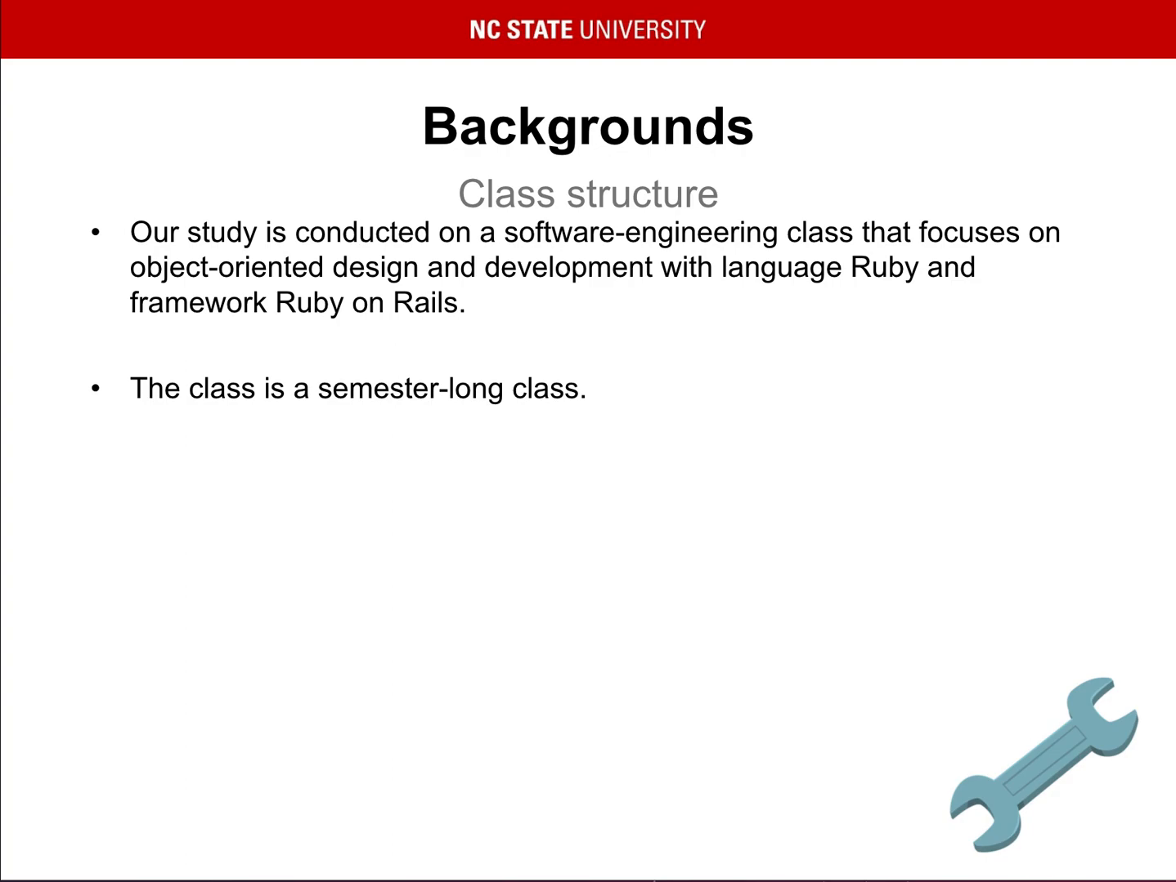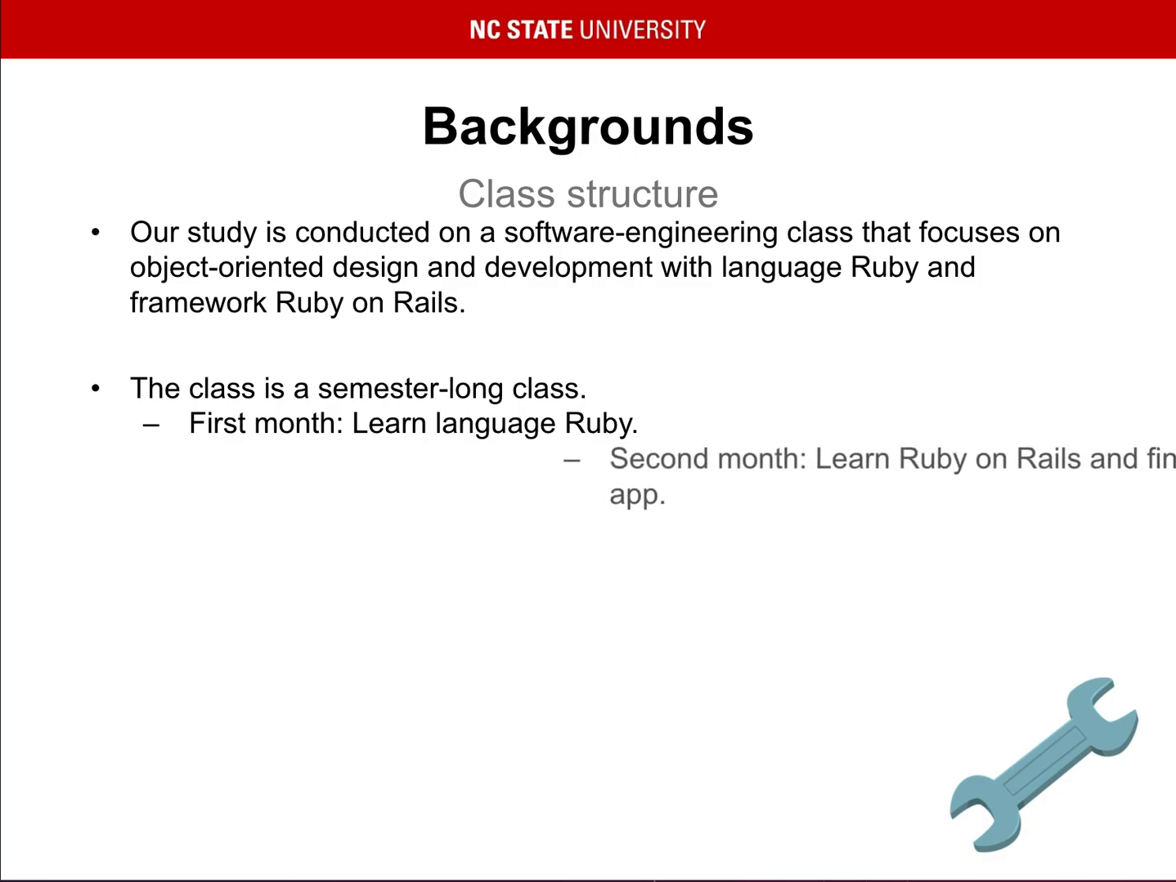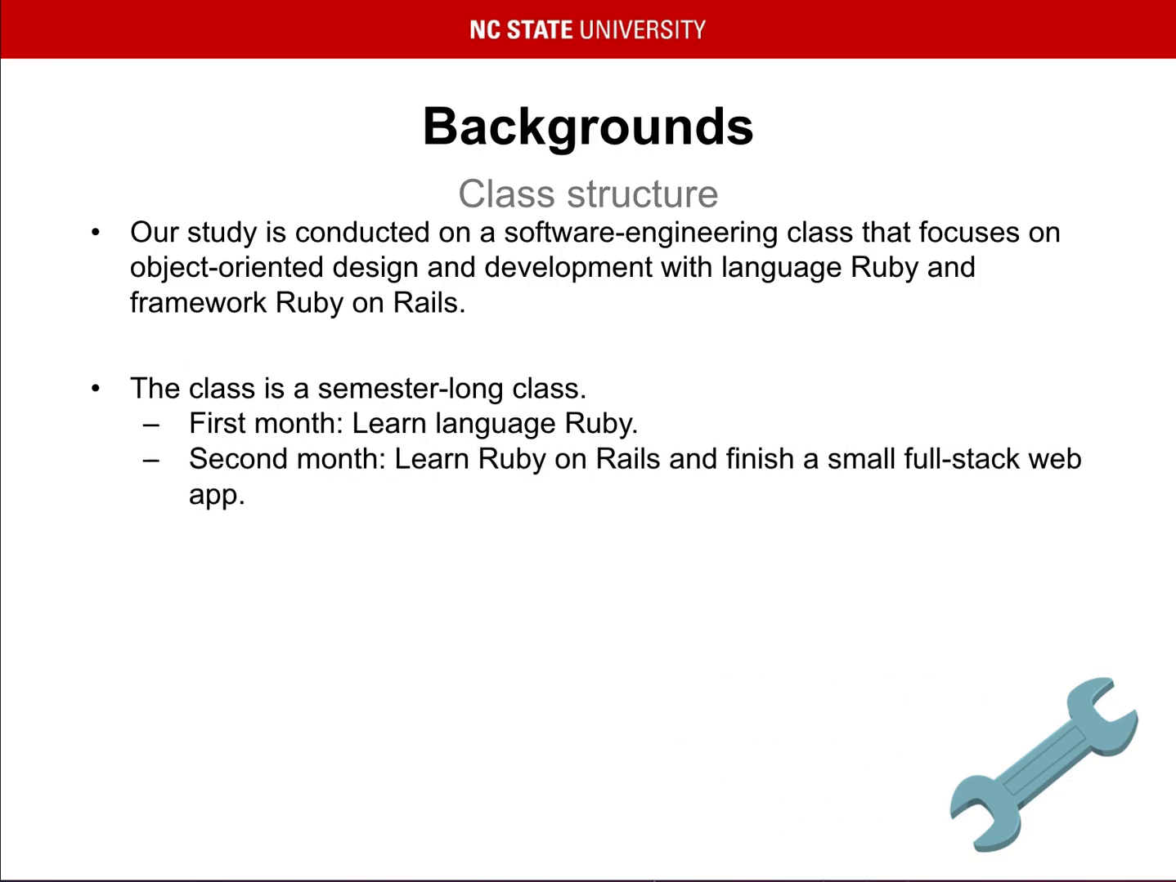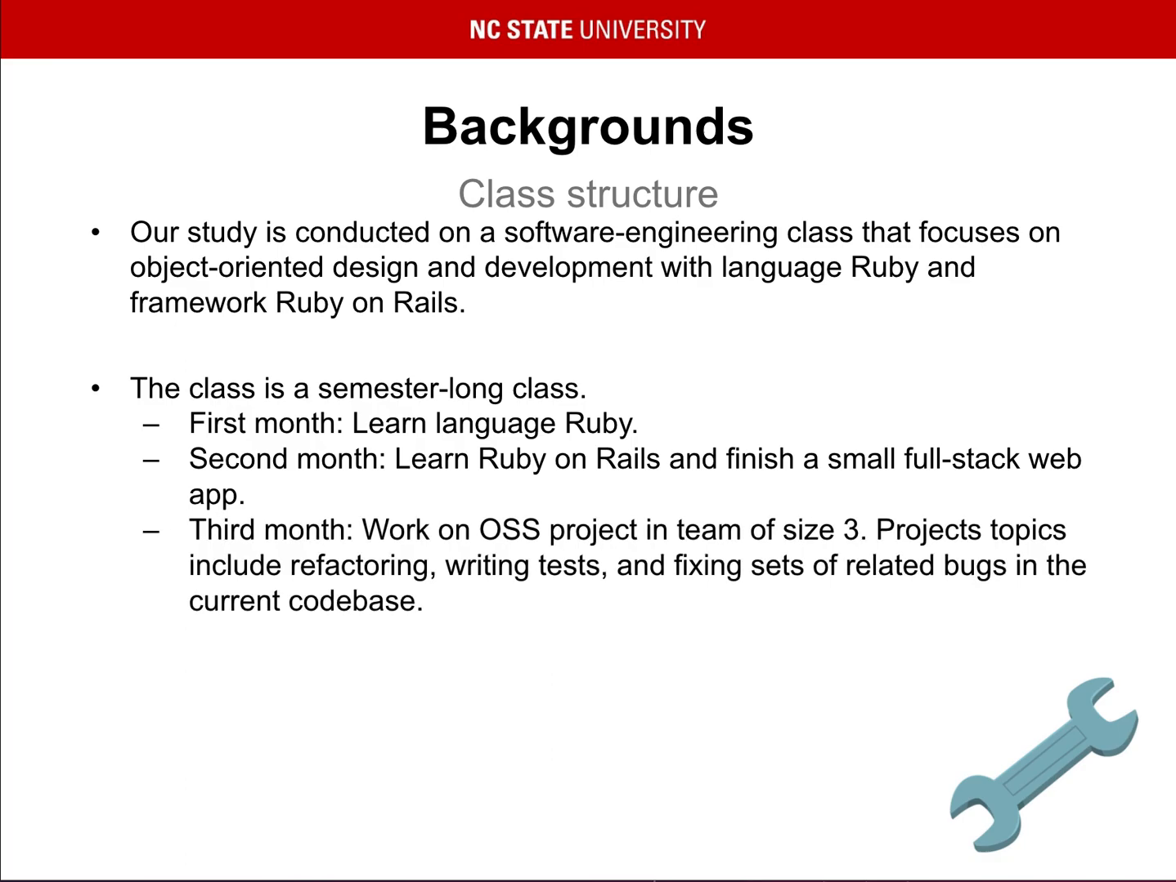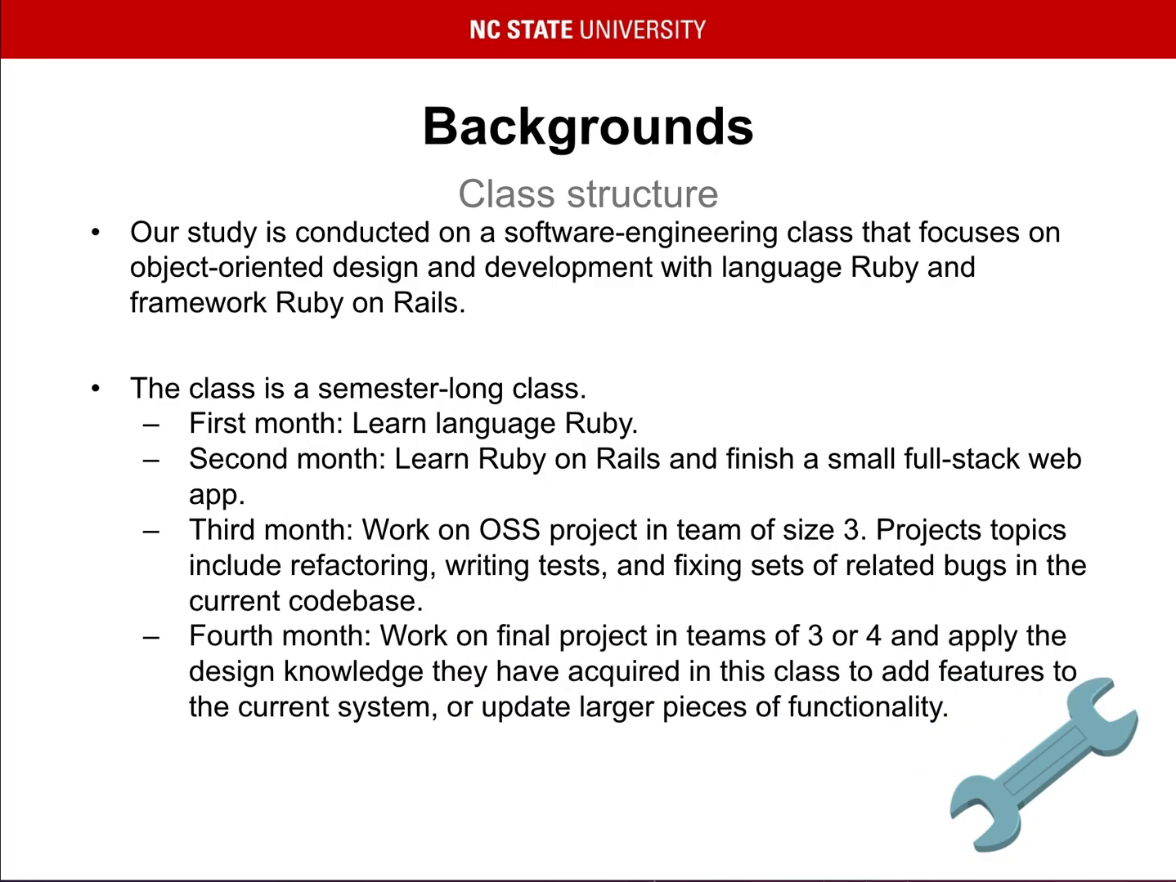Students will learn the programming language Ruby in the first month, finish a small full-stack app in the second month, and work on an open source software project in teams of three in the third month. Topics include refactoring, writing tests, and fixing sets of related bugs in the current codebase. In the last month, students work on final projects in teams of 3 or 4 and apply the design knowledge they have acquired in this class to add features to the current system or update a large piece of functionality.